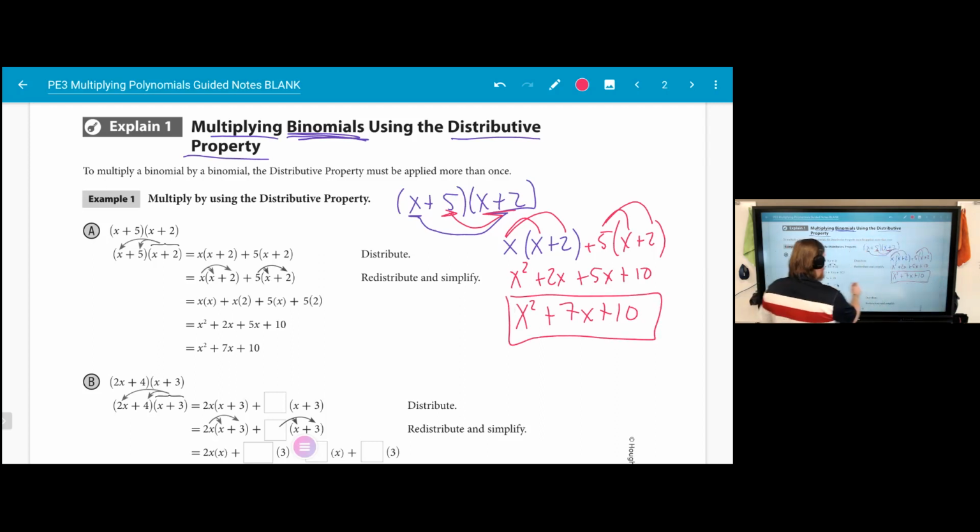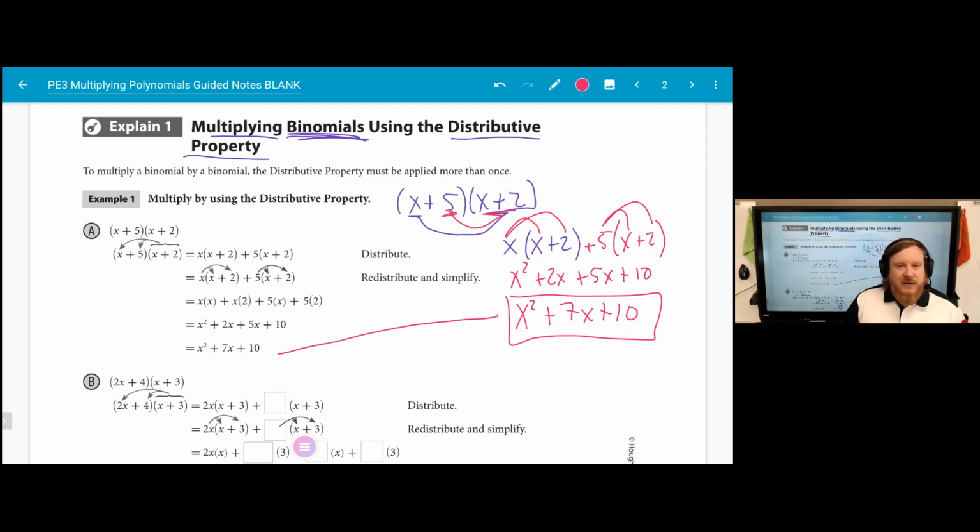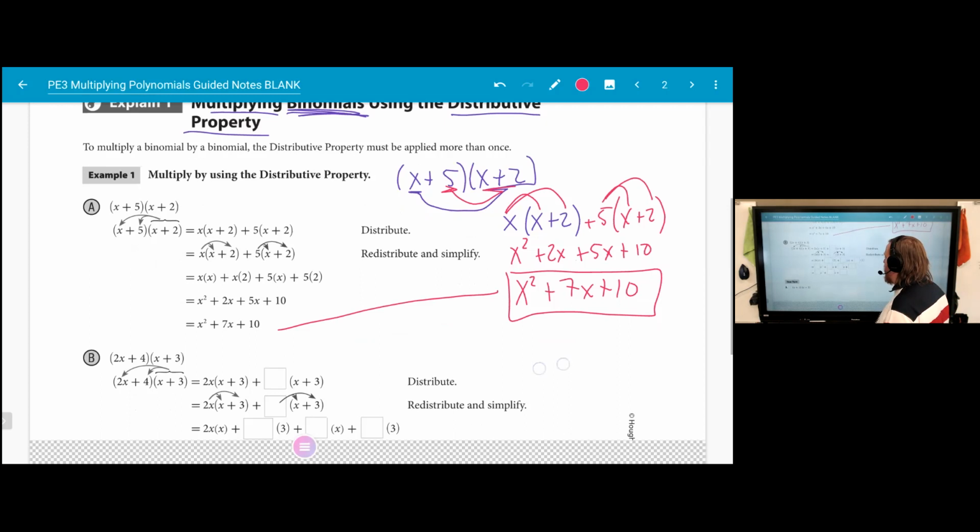And you'll notice they match. So essentially we distribute a couple different times. We're going to distribute, then distribute again. And that's multiplying polynomials using the distributive property. Or binomials. We'll talk about polynomials in a second here.